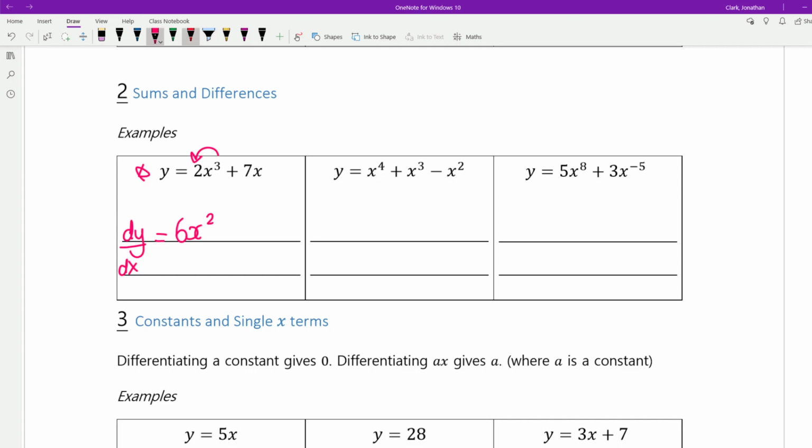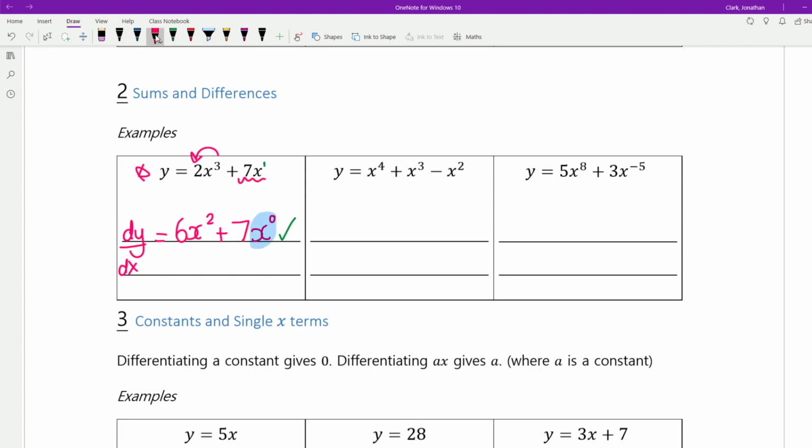Now, we have to be a little bit careful with this one. There is technically a power here. We haven't written it explicitly, but it is technically a power of 1. So if I want to differentiate 7x to the power of 1, I'll just use the powers rule. I'll bring it down. 7 times 1 is 7. Take 1 off the power, 1 take away 1 is 0, and I get 7x to the 0. And this is correct, but there's a little bit more I can do with this.